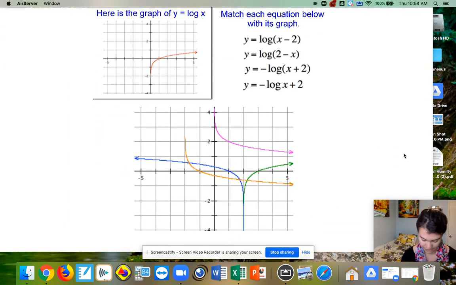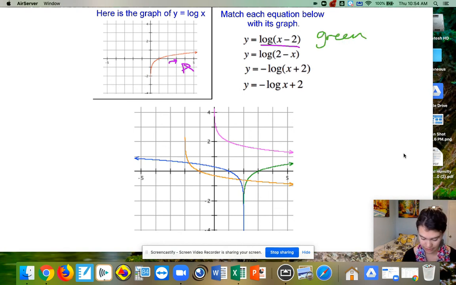Okay, so some matching here. Here's our original log of x, and then we want to match these to it. So here we have log of x minus 2. So the minus 2 means we're going to the right 2. So we want this basic shape, but just moved over. So the only one that keeps that same basic shape is the green one. So this is green.